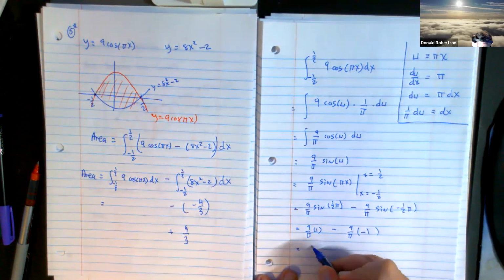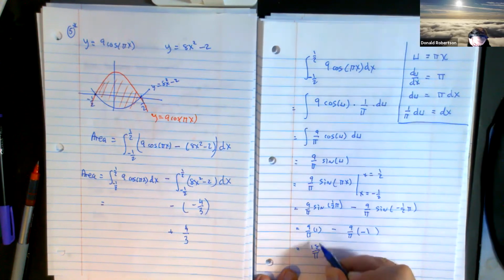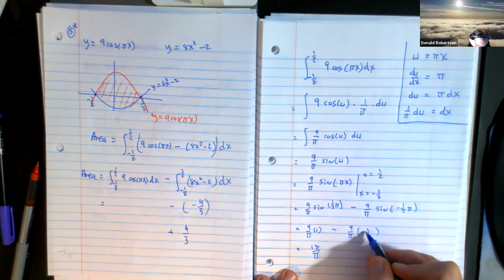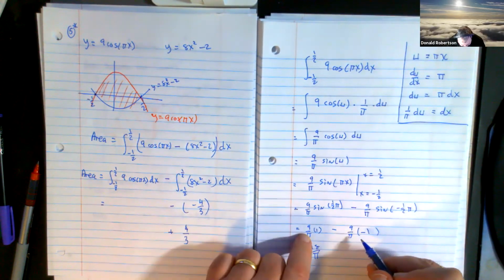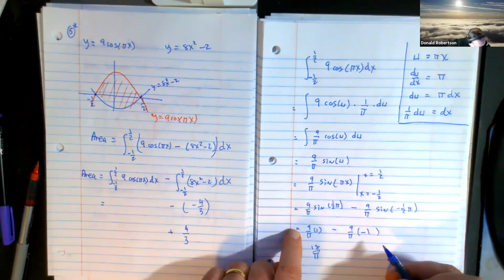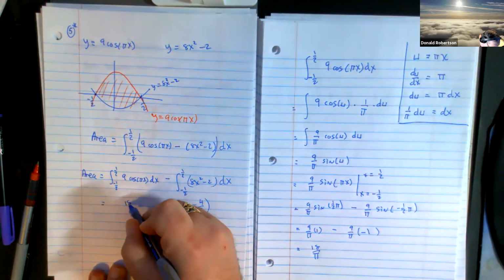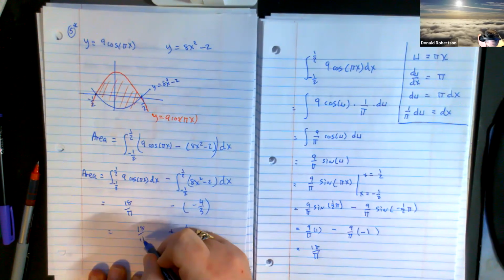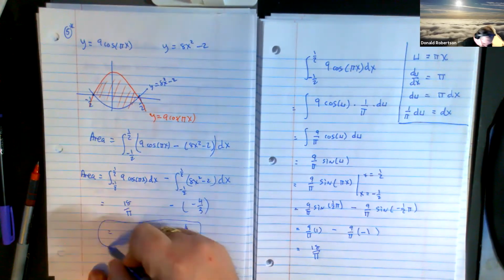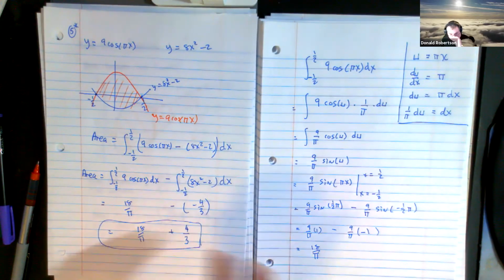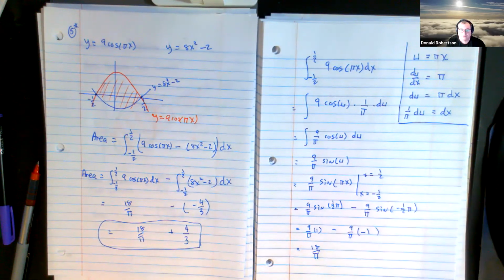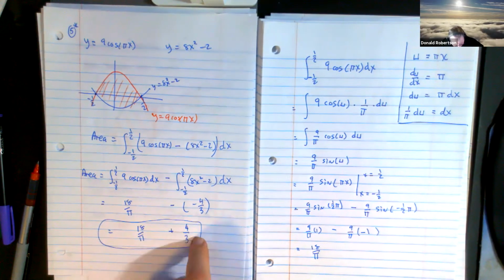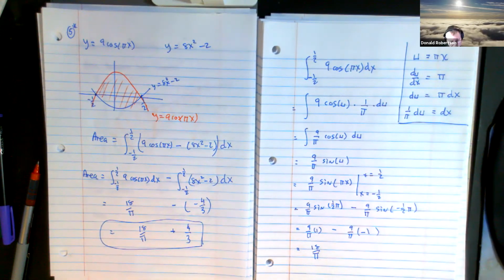Which means I now have 18 over pi when you add, because the two subtractions make it an add. 9 over pi plus 9 over pi is 18 over pi. And the final answer, as weird as it looks, is just that, because we want exact values. So that means we don't turn anything into a decimal.